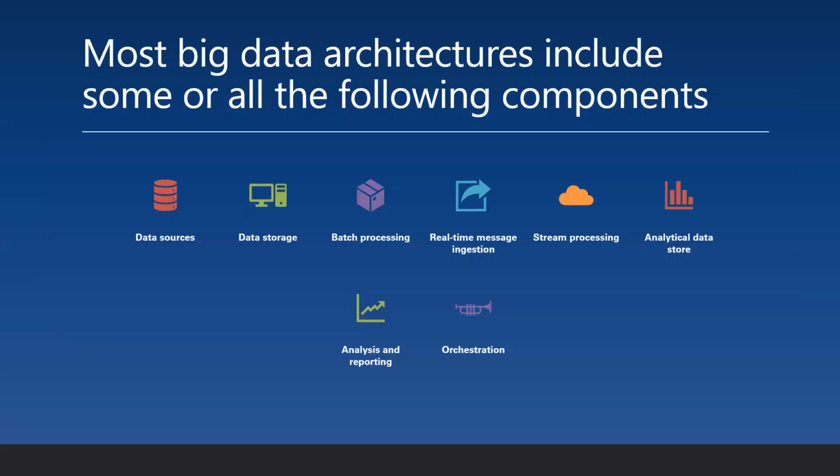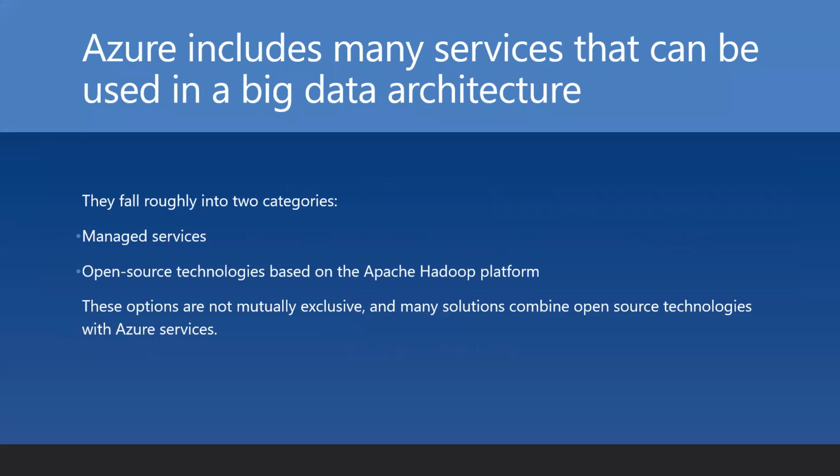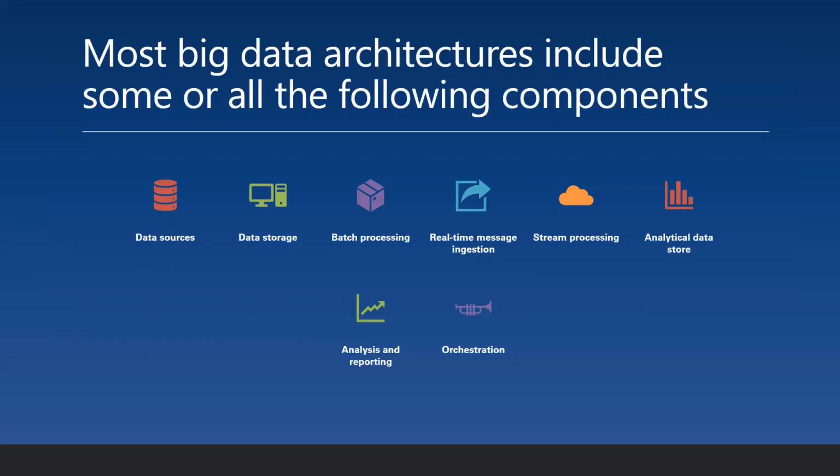So these are the architecture components that we just discussed: data sources, data storage, batch processing, real-time message ingestion, stream processing, analytical data store, analysis and reporting, orchestration. Let's talk about each component in detail. Let's talk about data sources.